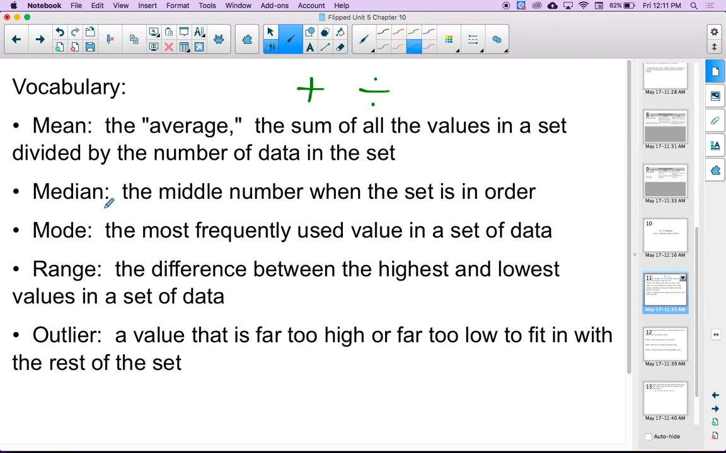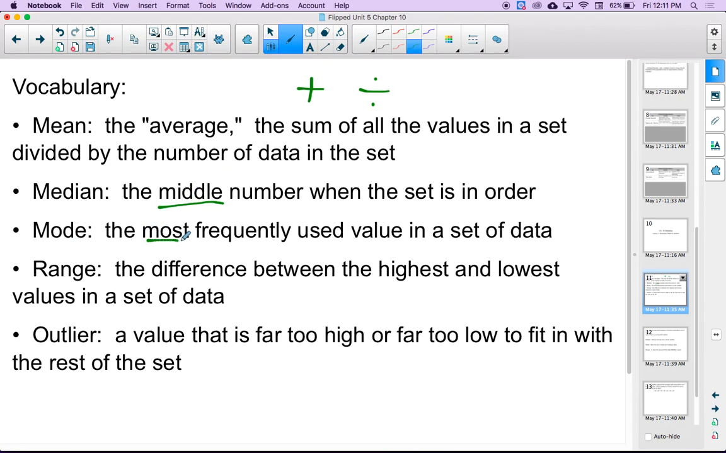The median is the middle number when the set is in order. So the first thing we want to do is order the set and then find that middle number. If there are two middle numbers, we add them together and divide by 2. So if there are two middle numbers, we actually find the mean of those numbers.